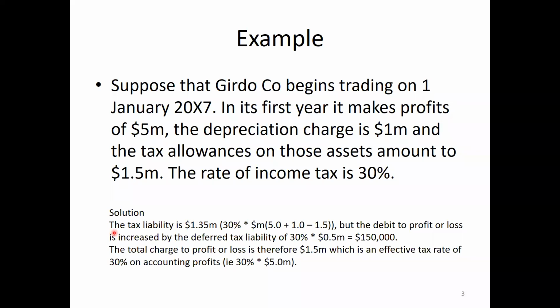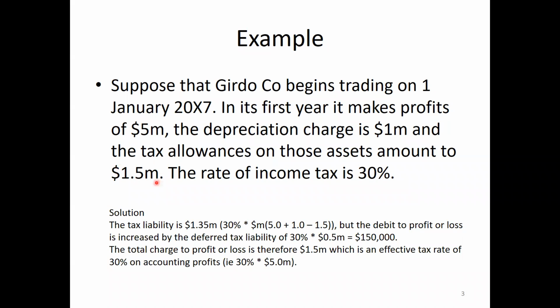This is called taxable temporary differences. Here, the tax liability is 1.3 million. How? This 5 million we have taken after deducting depreciation, so we have to add back this 1 million to it. Then 6 million. 6 million equals what? Profit before depreciation. Accounting depreciation.